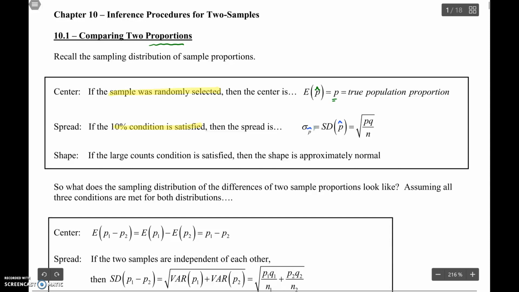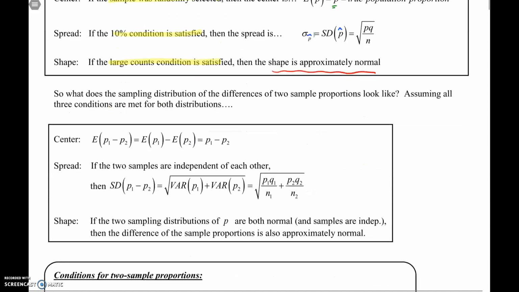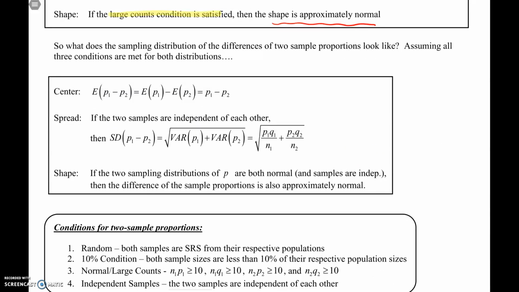And then as long as the large counts condition is satisfied, if you remember that is n times p greater than or equal to 10, n times q greater than or equal to 10, then the shape is going to be approximately normal because it's a binomial that's approximately normal. All right. So what does the sampling distribution of the differences of two sample proportions look like? So this is going to be p hat 1 minus p hat 2.